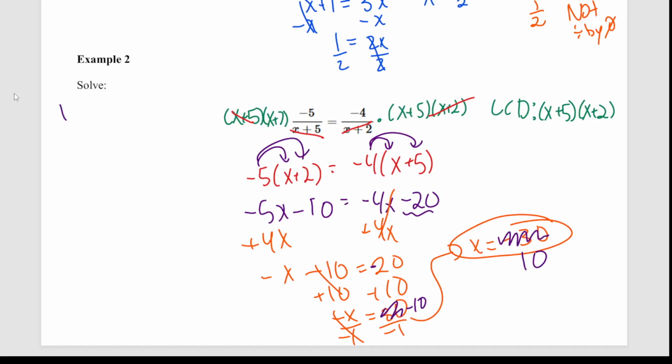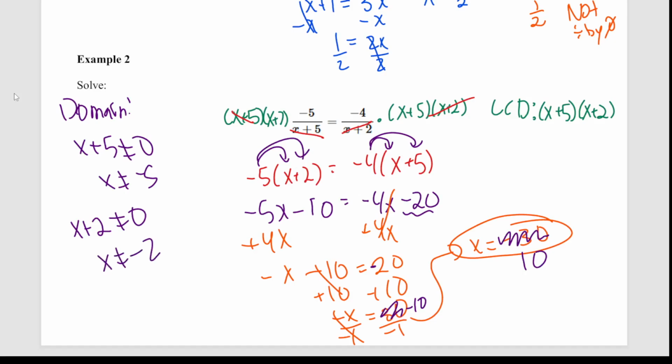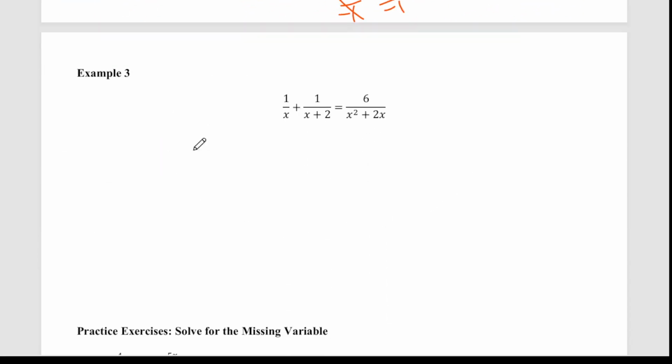Now I need to check with the original domain. So in the first fraction, we want to make sure x plus 5 cannot be 0, so x cannot be negative 5. In the second fraction, x plus 2 cannot be 0, so x cannot be negative 2. And our solution of x equals 10 is neither of those, so we are okay. So let's check out this next one.